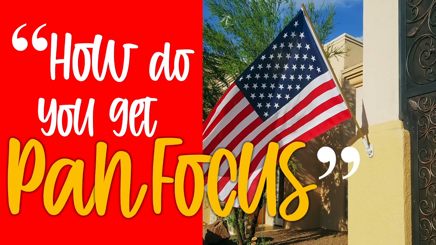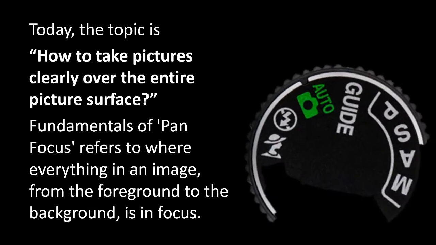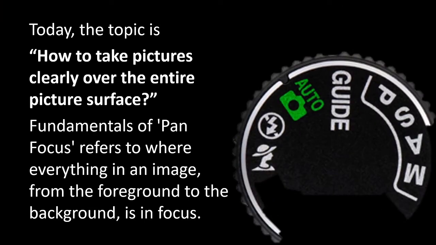Today, the topic is how to take pictures clearly over the entire picture surface. Fundamentals of pan focus refers to where everything in an image, from the foreground to the background, is in focus.